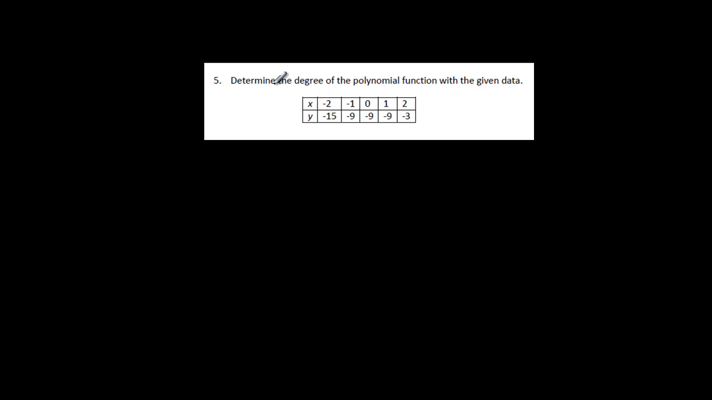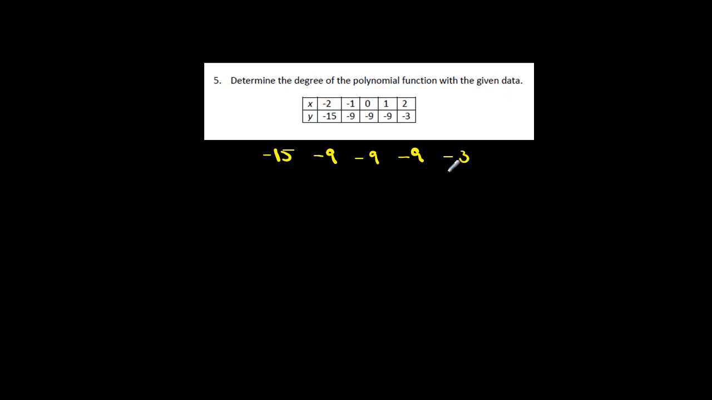Alright, so we're going to determine the degree now. We have to check and see if the x values go up by 1 or by 2 or by 3. This goes up by 1, it's evenly spaced, so that's good. So we've got a bunch of terms here.